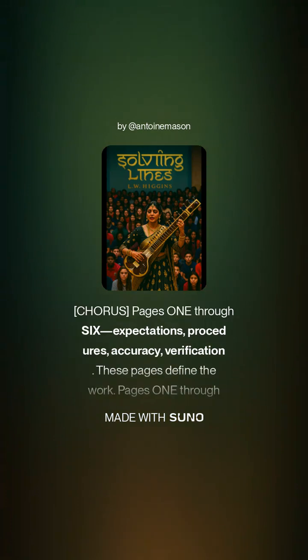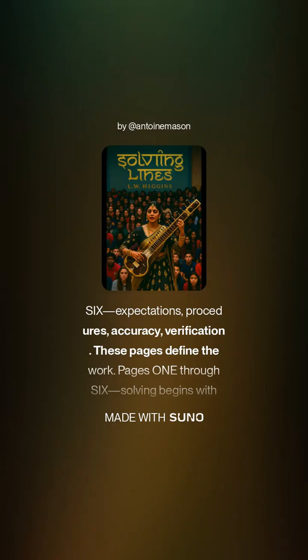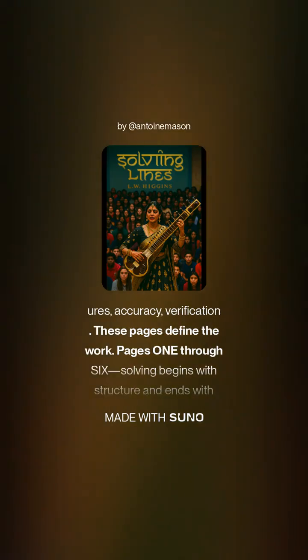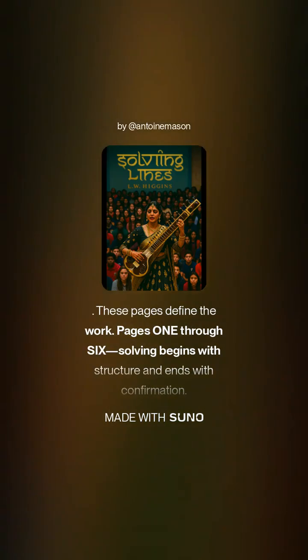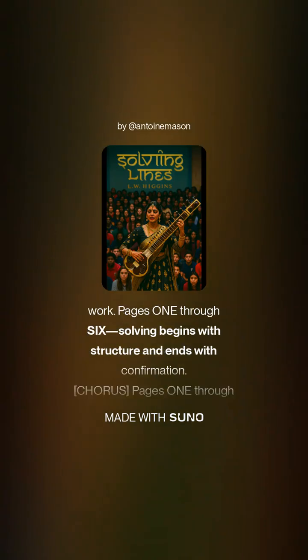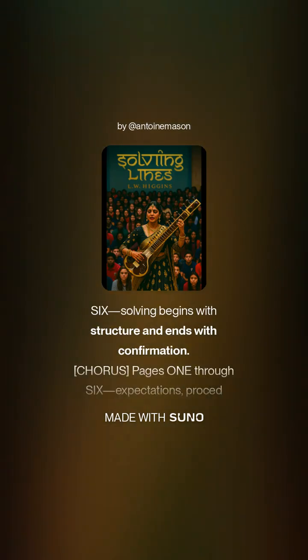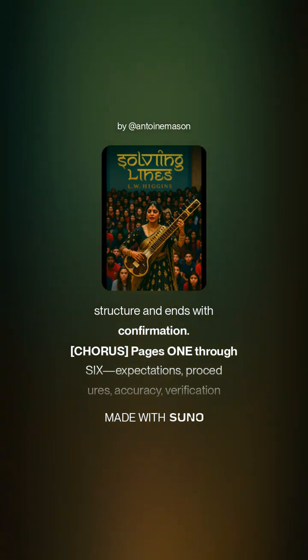Pages 1 through 6. Expectations, procedures, accuracy, verification. These pages define the work. Pages 1 through 6. Solving begins with structure and ends with confirmation.